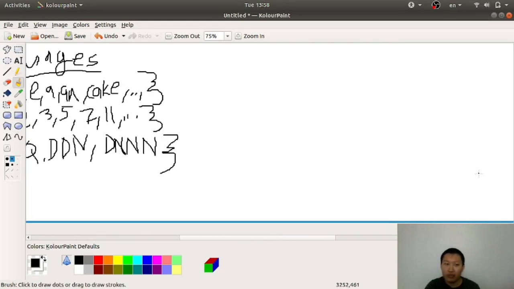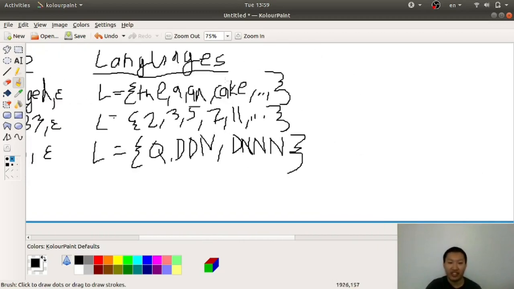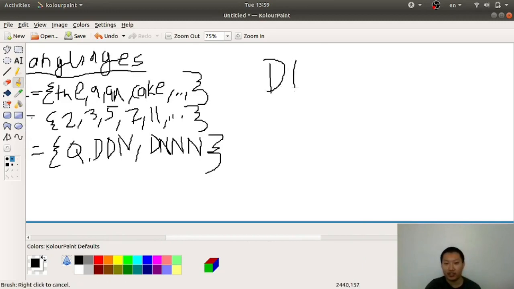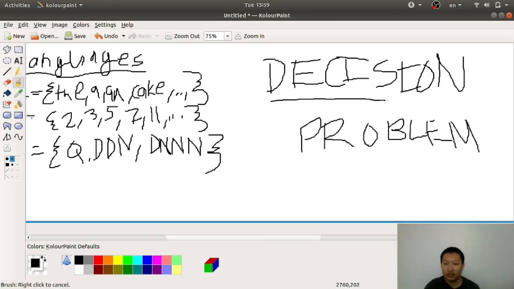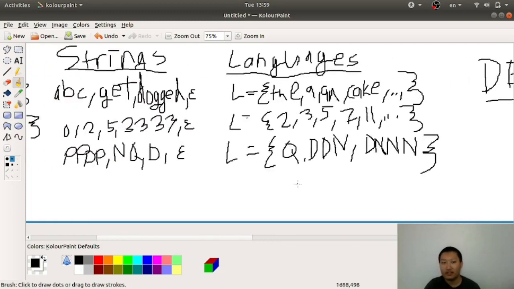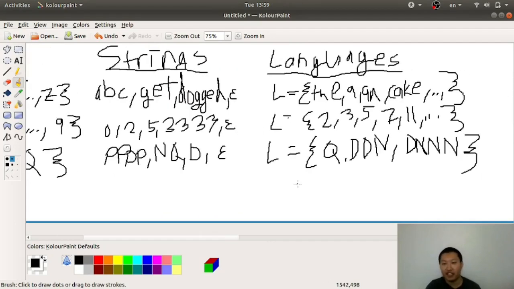And so the central problem we're going to be considering is something called the decision problem. So if we're given a string, how do we tell whether it's in the language? So let's reword what the decision problem is for all three of the languages we're considering. I'll just write that big here because it's important. Decision problem. Alright, so for the first example, if we're given a list of letters, how do we tell if it makes up a valid English word?